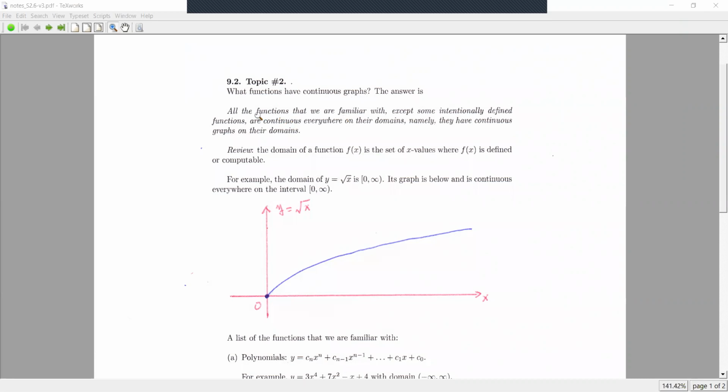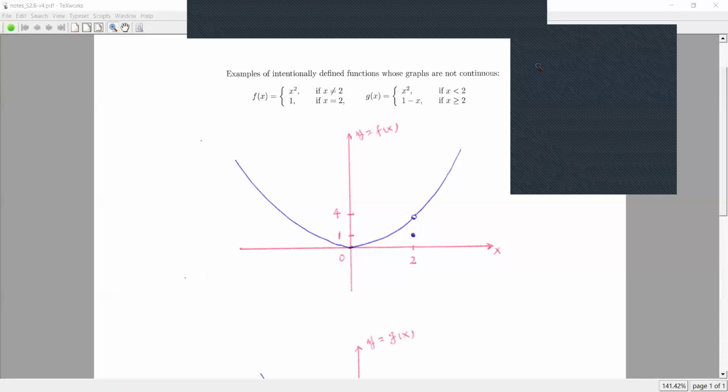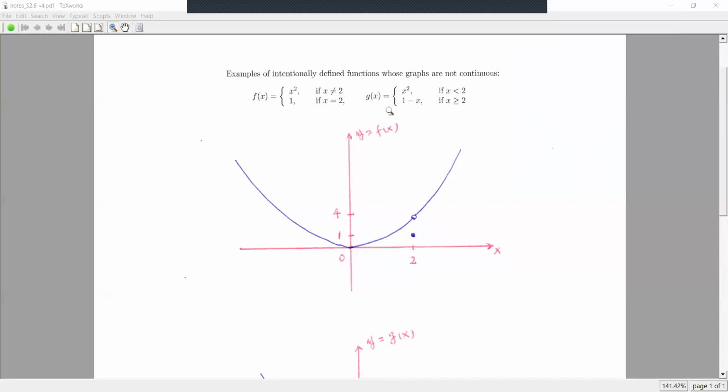About this answer, I have explained the domain of a function, and I gave a list of the functions that we are familiar with. Now, I explain what are intentionally defined functions. Take a look at these two functions. They are defined piece by piece.